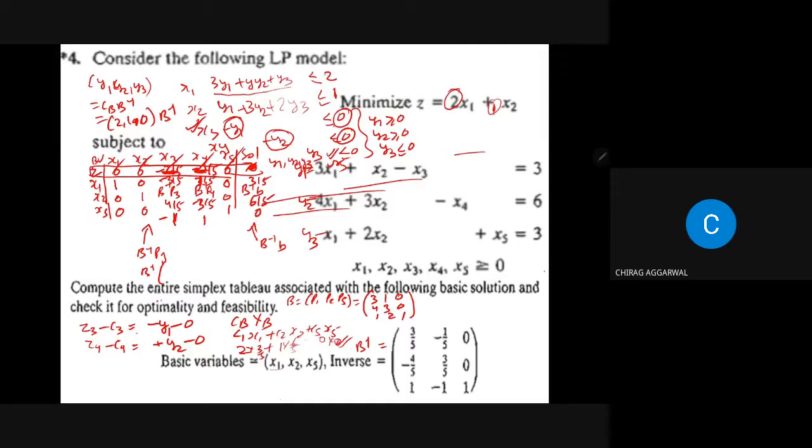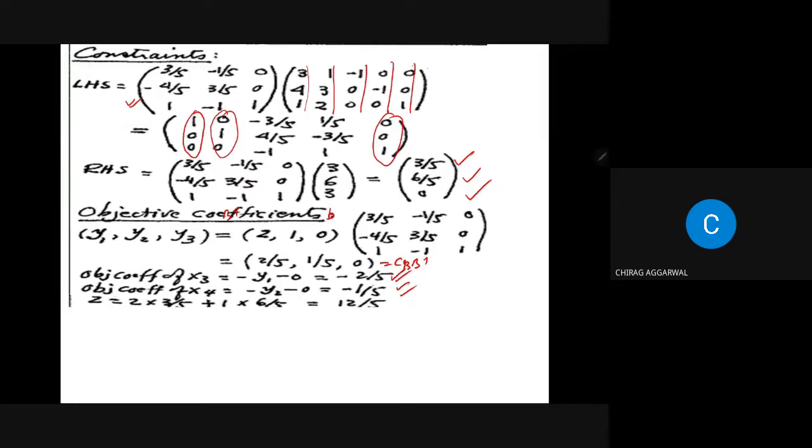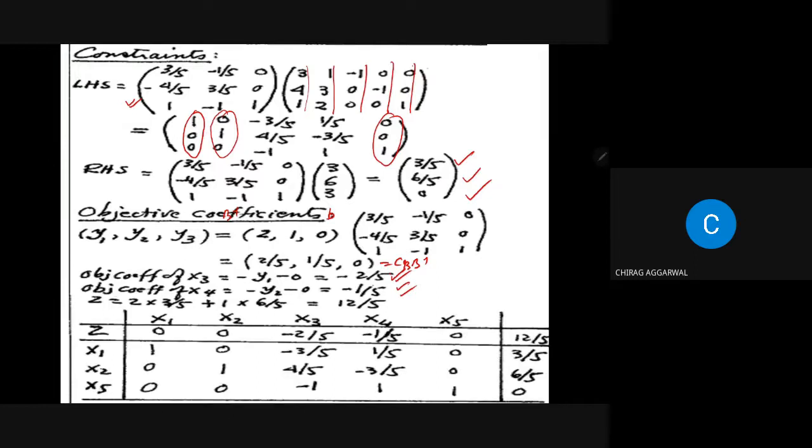So that is the plus. So it will come, right, our cB, so that will come 12 by 5. So automatically your 12 by 5 will come here. So in this way you can generate the complete simplex table.